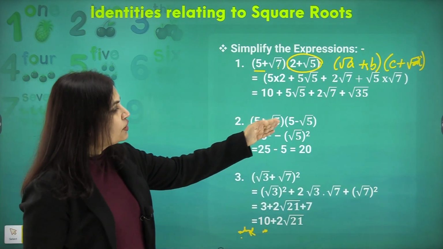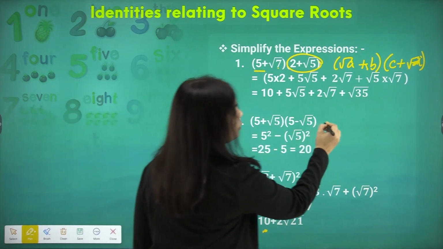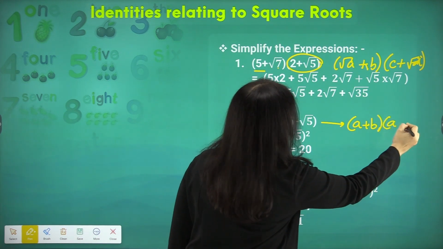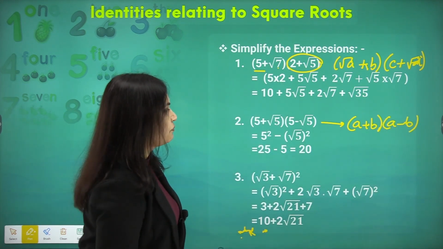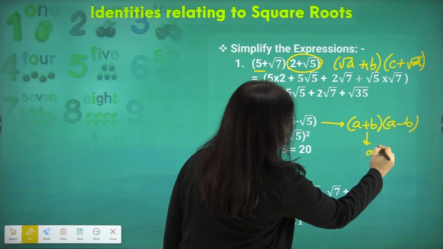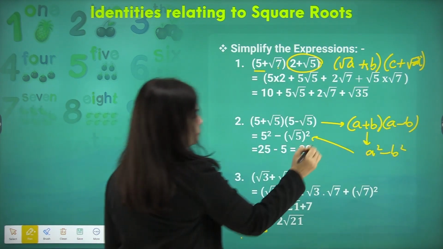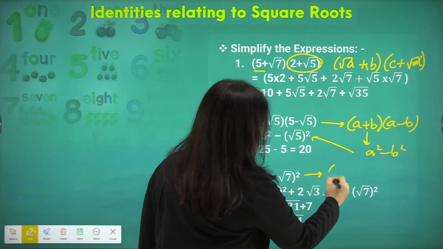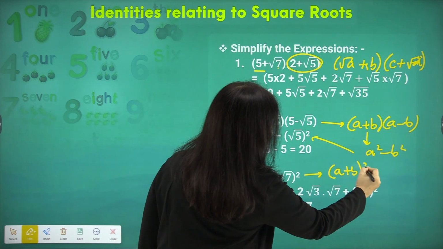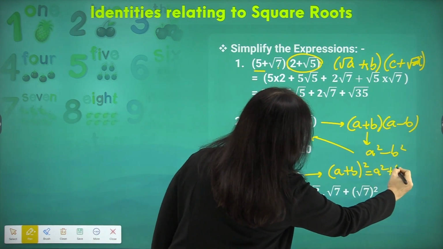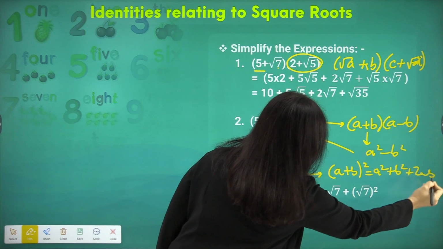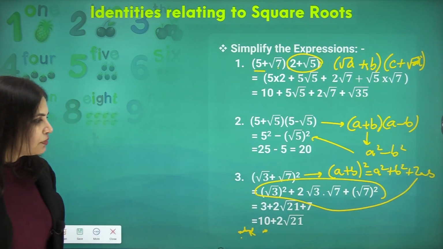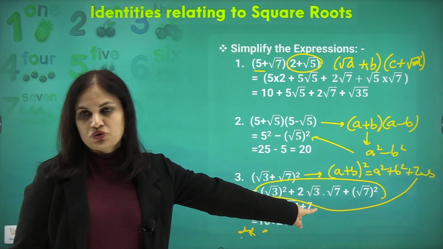5 plus root 5 into 5 minus root 5. Here we'll use the identity a plus b into a minus b, which will give you a square minus b square. Hence, we are using the same here. Here we are using the identity a plus b whole square equal to a square plus b square plus 2ab, and the same thing we have applied here.